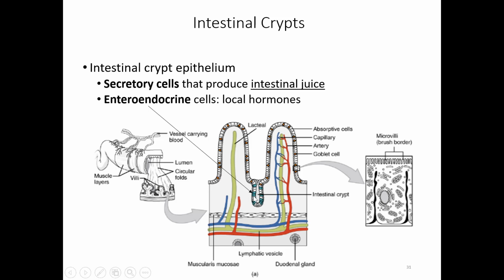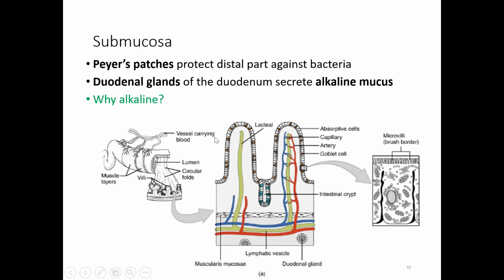Between those villi, there are pits, intestinal crypts, and inside of those intestinal crypts, there are 2 types of cells. Secretory cells that produce intestinal juice, which has a lot of digestive enzymes, and also enteroendocrine cells that produce some local hormones. Next one, submucosa right here.